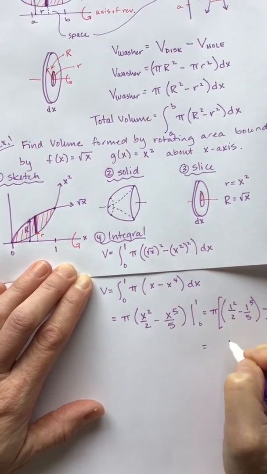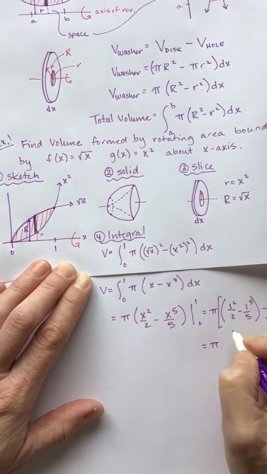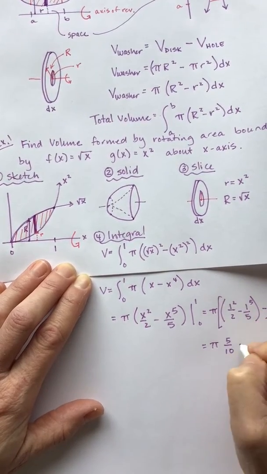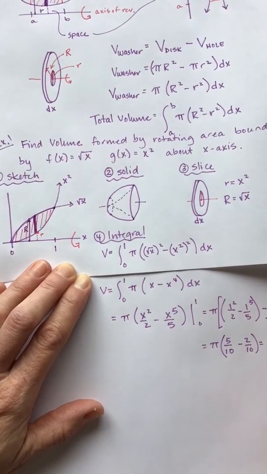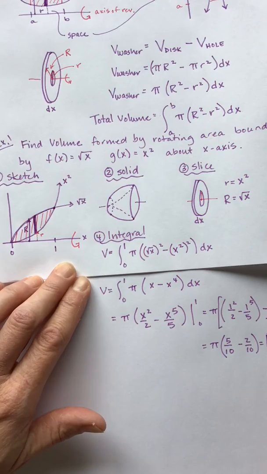So we get 1/2 minus 1/5. Well, 1/2 is 5/10, and 1/5 is 2/10. So we get 3/10 pi, or 3 pi over 10, and that would be your answer. Okay? All right, you guys, good luck.